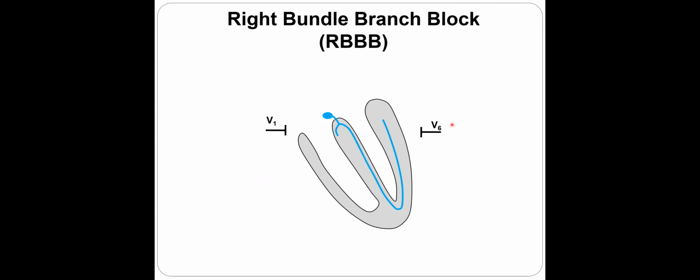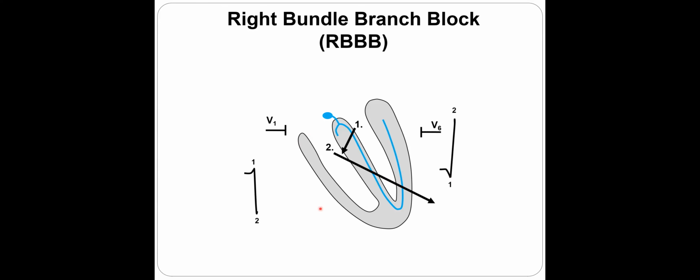You will see immediately what will happen in right bundle branch block. Is the septal activation abnormal? No, the septal activation will be normal because the left bundle is still there. So we have the initial R in V1 and the Q wave in V6. Next, the left ventricle is activated the same way, so that's okay. So we have a deep S wave and we have an R wave.